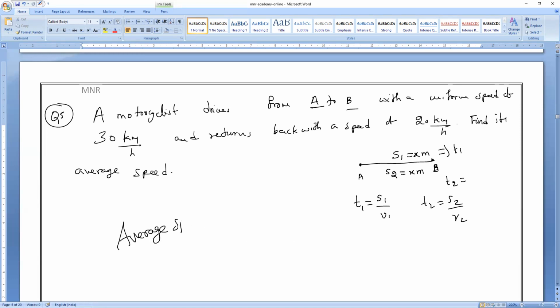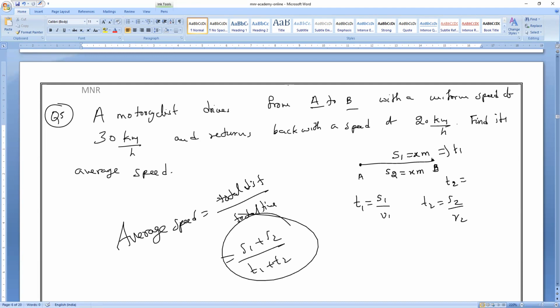Average speed is equal to total distance divided by total time taken. Which is equal to S1 plus S2 divided by T1 plus T2. Okay? You can easily solve. Agalya already solved. Very good, Agalya. But the answer is wrong. Agalya, verify.